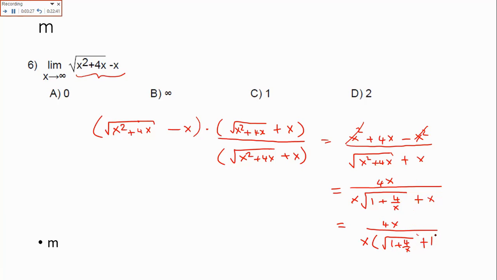So we can get rid of the x with the x, right? And we have 4 divided by, and when we use a limit as x goes to infinity, 4 over infinity will give us 0. So square root of 1 is 1, so it's 1 plus 1. That means 4 divided by 2, which is equal to 2.